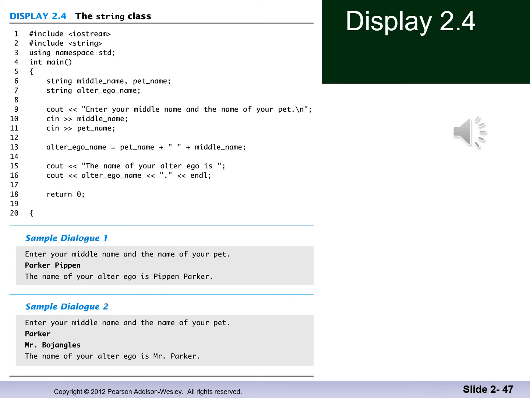Notice in sample dialog 2, enter your middle name and the name of your pet, enters Parker, and then enters Mr. period space Bojangles. Now, because there's a space, CIN never gets to Bojangles. It ends up with the pet name being Mr. period.